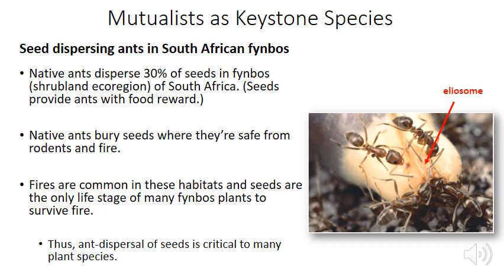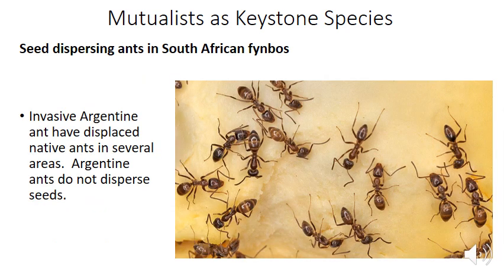So fires are common in these habitats, and the seeds often are the only life stage of many of these plants that survive the fire. So ant dispersal of these seeds is critical to the survival of many of those plant species. Unfortunately, what's happening in these habitats is increasingly we're seeing invasions of the Argentine ant, which is a species that is invasive in many parts of the world. And these invasive ants are displacing many of the native ant species that disperse these seeds. The Argentine ants, incidentally, don't disperse any seeds.